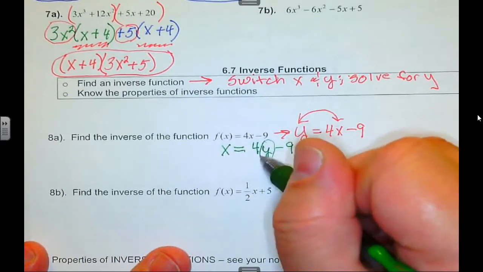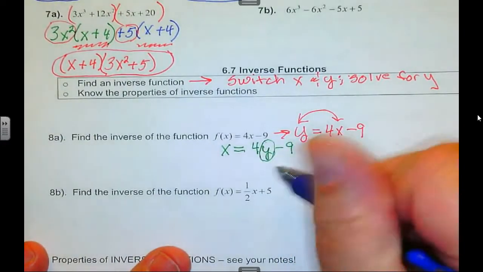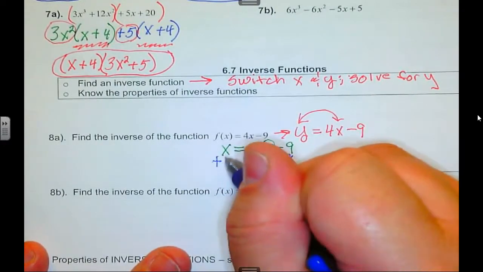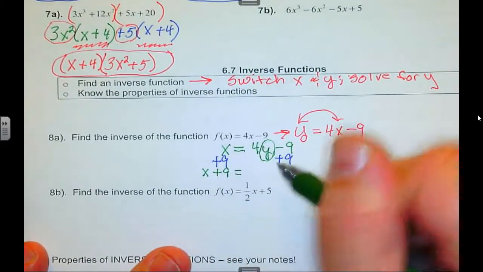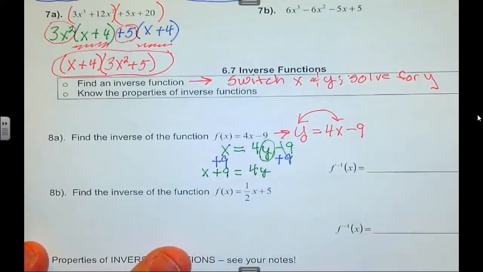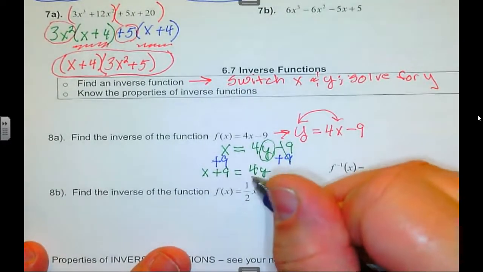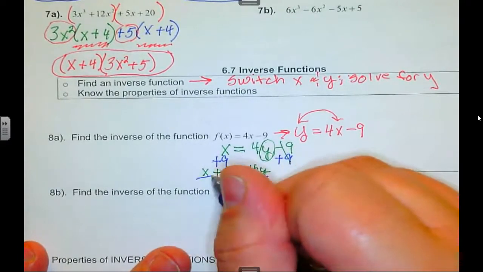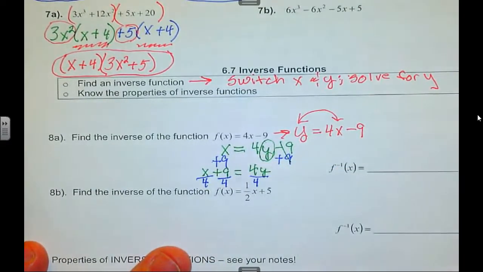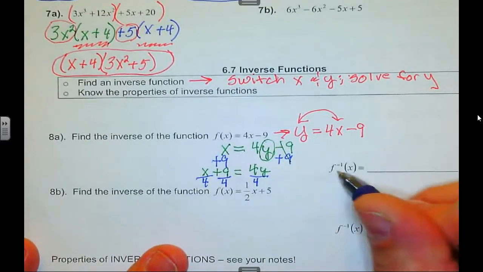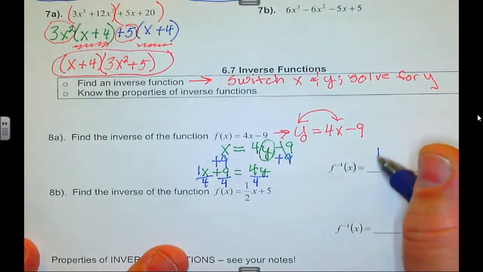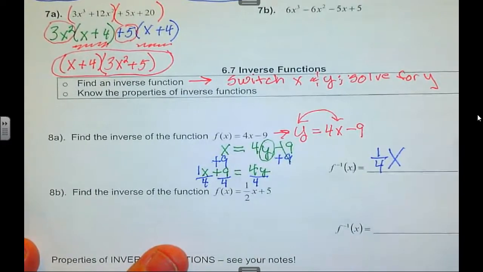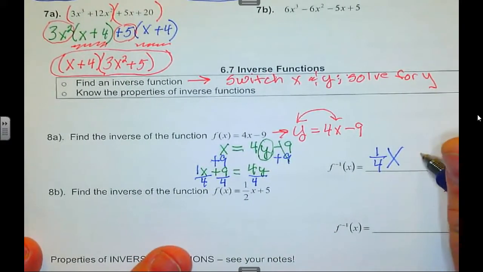Then I'm going to solve for y. Add 9 to both sides. So I get x plus 9 equals 4y. Then I'm going to divide every term by the coefficient 4. So my inverse function is going to equal, don't forget there's a 1 there, 1/4, I'm going to pull the x out so it looks like y equals mx plus b, plus 9/4.